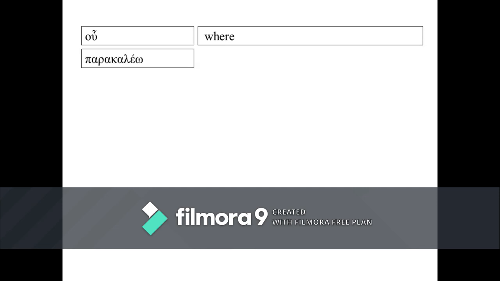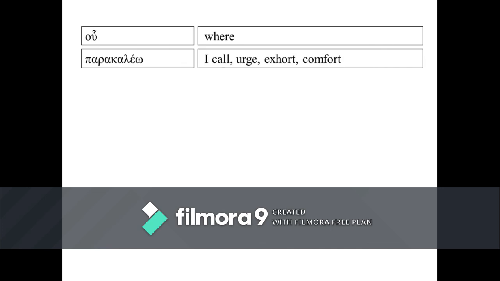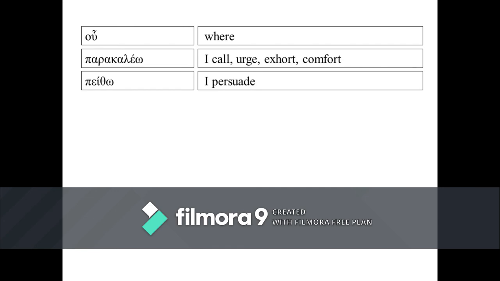Parakaleo. Epsilon contract. I call, urge, exhort, comfort. This is the word paraclete comes from. Peitho. I persuade. Treis, tria. Three.